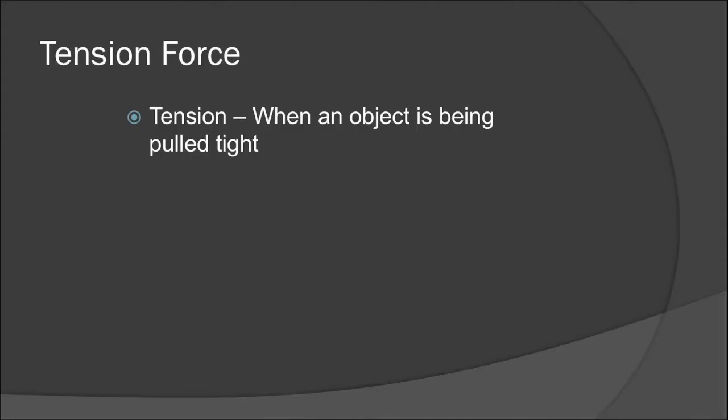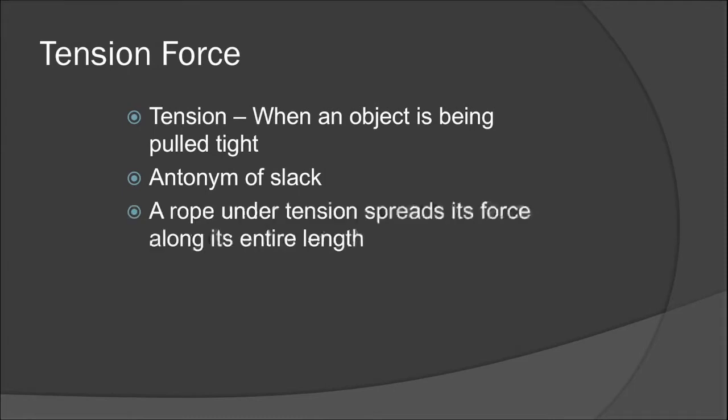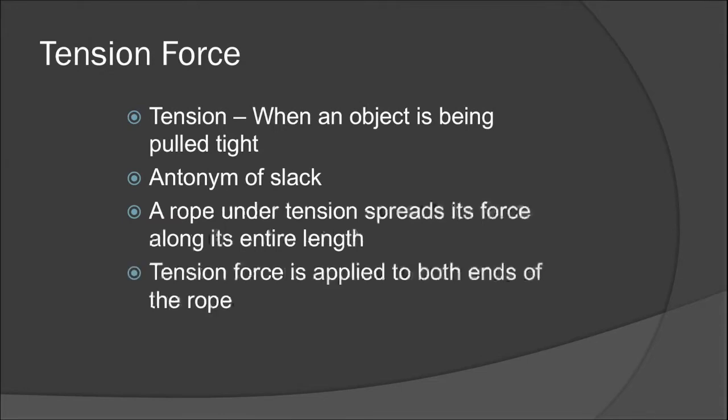Tension is simply a word that describes when an object is being pulled tight. The antonym of tension, or the opposite of tension, is slack. Any rope that is under tension spreads its force along the entire length. At every point of that rope, the tension force is going to be the same. That means the tension force is applied to both ends of the rope. If you pull one end with 5 newtons, then the other end of the rope will also feel 5 newtons.